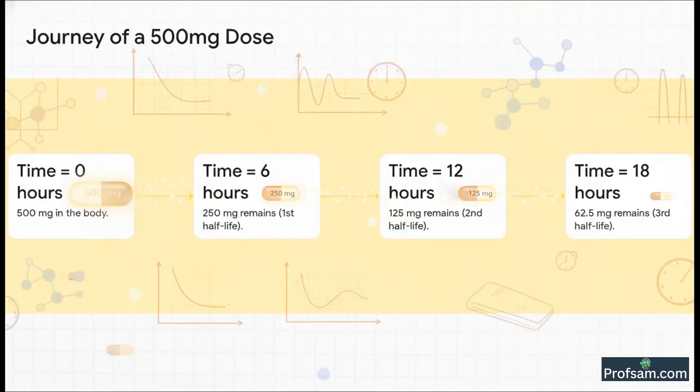Let's walk through an example. Suppose you take a 500 milligram tablet, and let's say the half-life of this medicine is 6 hours. What does that mean? It means after exactly 6 hours, half of the medicine is gone. So only 250 milligrams will be left in your body. Now, what happens after another 6 hours? Half of the remaining amount is gone. So half of 250, that's 125 milligrams left. You see the pattern? Every 6 hours, the amount is cut in half. That fixed time period, that is the half-life.